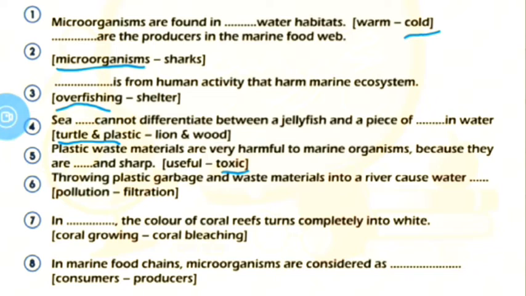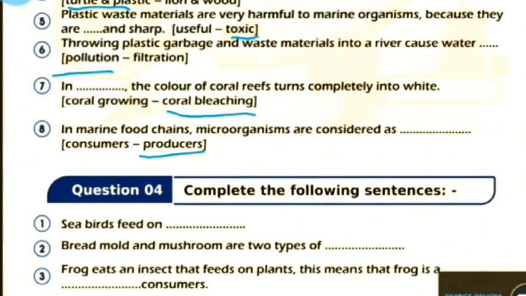Throwing plastic garbage and waste materials into a river causes water, what will it cause? Pollution. The color of coral reefs turns completely into white in coral bleaching. In marine food chains, microorganisms are considered as producers. Let's move on to complete. Number 1: sea birds feed on, what do they feed on? Small fish. So the answer is small fish. Okay.